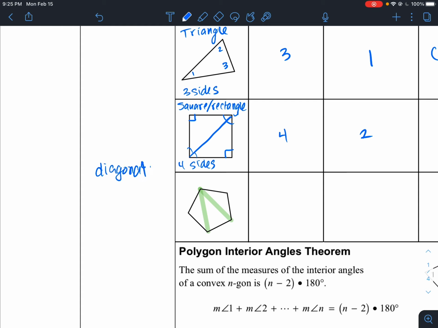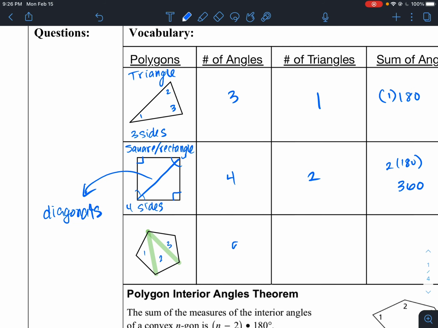Diagonals. So that's this right here, and that's this right here. These lines right here, these are diagonals. And you can see that from doing this, creating these diagonals, I create triangles. So here's one triangle, two triangle, three triangle. And I have 5 angles total. Here's 1, 2, 3, 4, 5 angles, and I have 3 triangles.